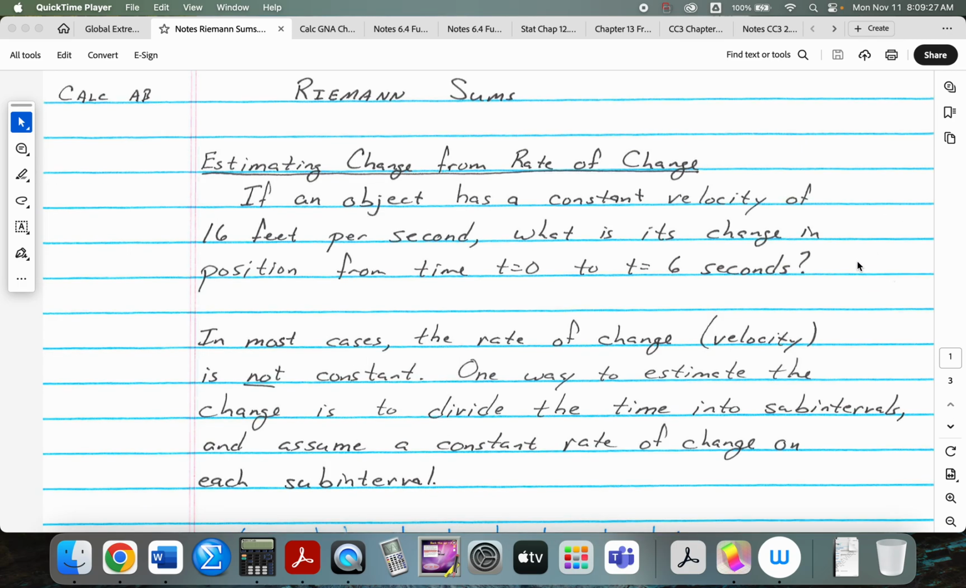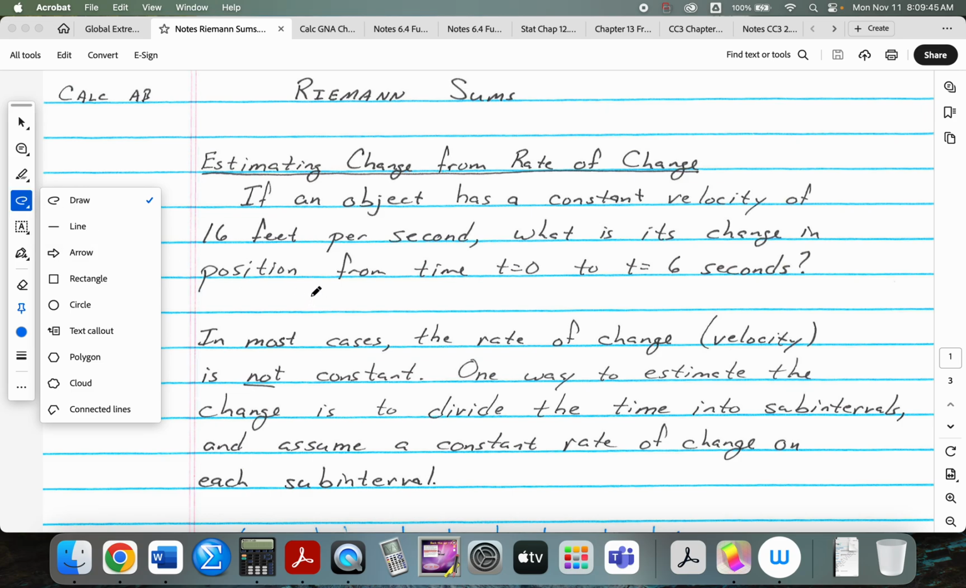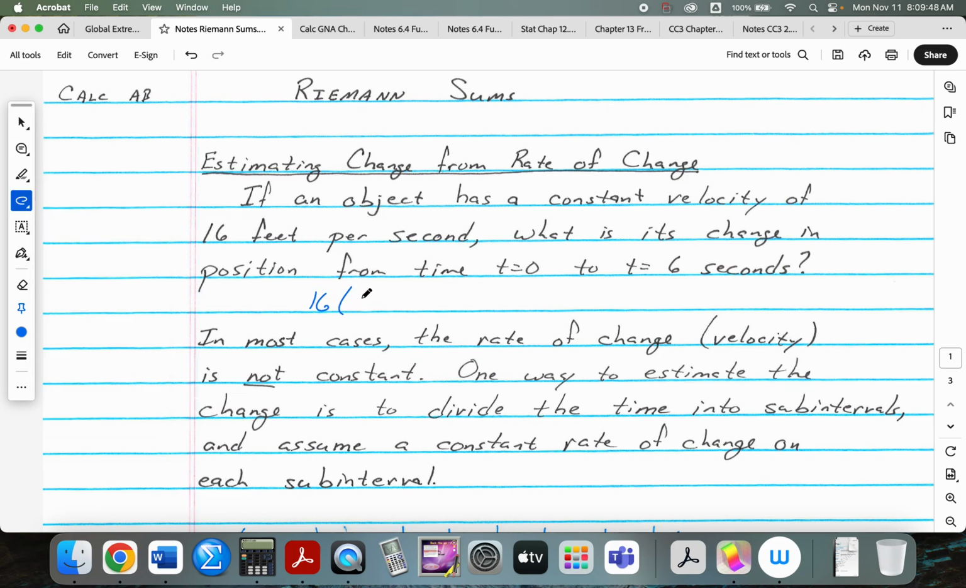So if an object has a constant velocity of 16 feet per second, what is its change in position from time t equals 0 to t equals 6 seconds? Well, it's traveling at 16 feet per second, and the amount of time that it did that is 6 seconds. That's 96 feet. That's a pretty basic concept that you learned in junior high. Rate times time gives you distance.